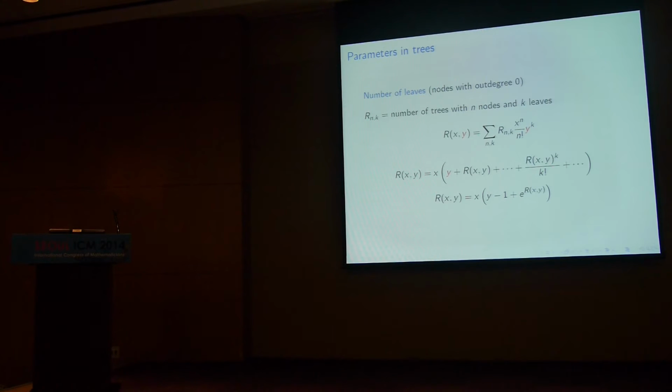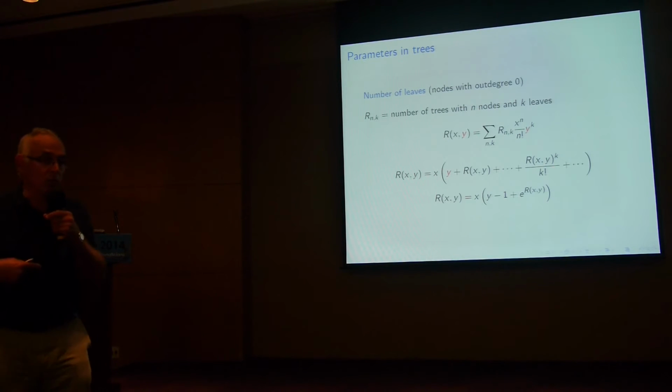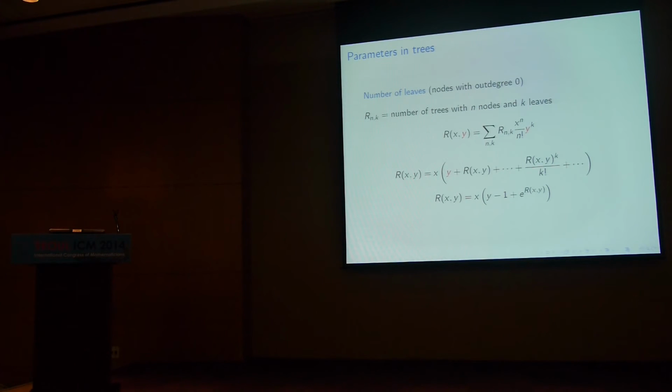And then what we do is we say R_{n,k} is the number of trees with n nodes and k leaves. So we refine the enumeration, and with the generating function, we enrich it, adding a new variable y. So here is a bivariate generating function. You see there is an n factorial here because the vertices are labeled, but the leaves do not carry extra labels. So on the leaves it is ordinary, on the vertices it is exponential.